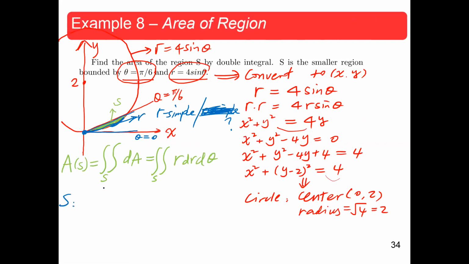So our S region could be described as theta between 0 and pi over 6. Radius starts at 0 here, ends at this circle. Circle, we know its radius equals 4 sine theta. So 4 sine theta will be its upper bound.